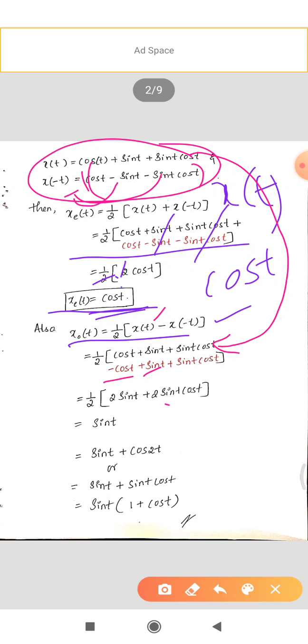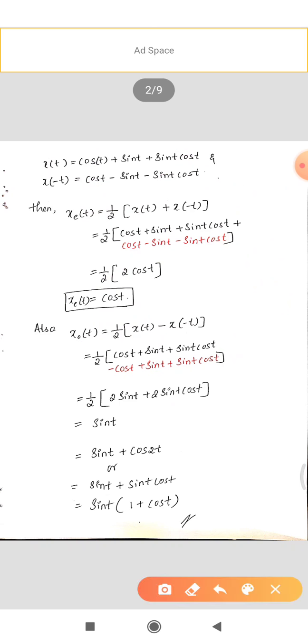So now what you can do is add these. Anyhow we have multiplied with the minus sign, so you can simply add. So cos t minus cos t gets cancelled. Sin t plus sin t will be 2 sin t, and then sin t cos t plus sin t cos t will be 2 sin t cos t.